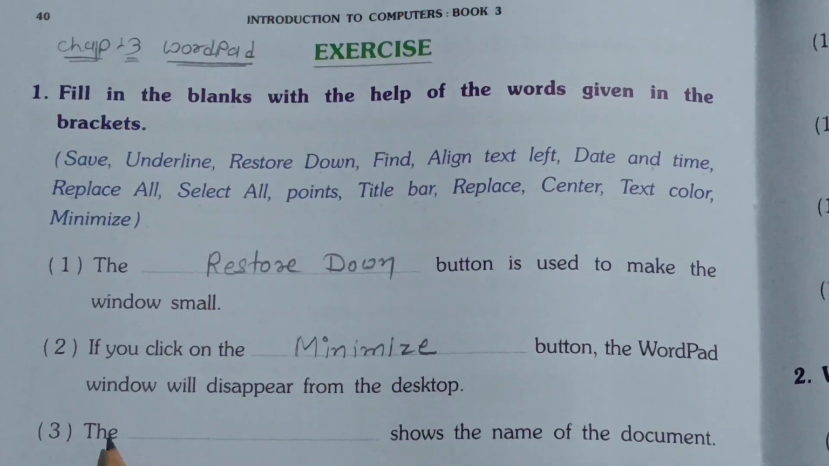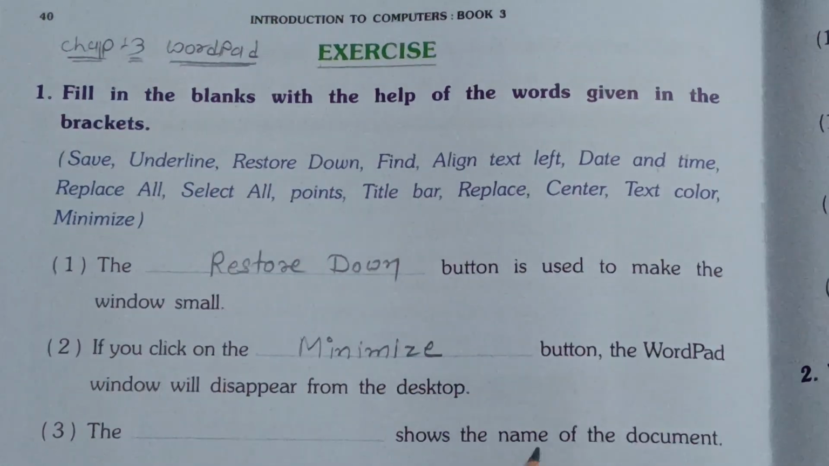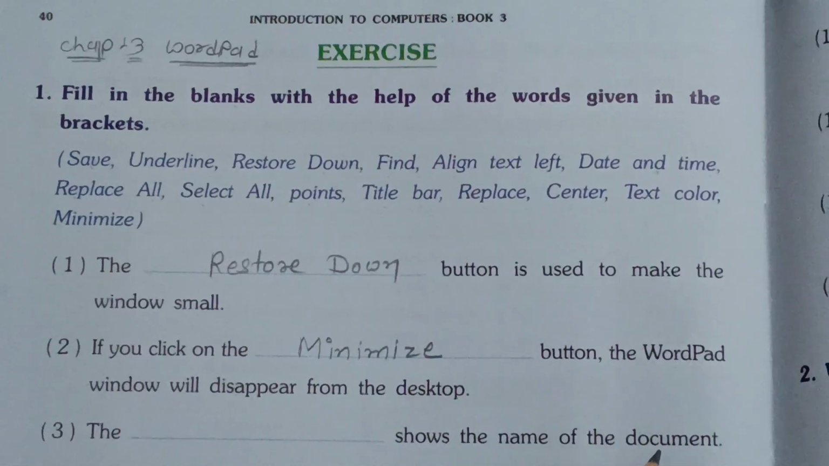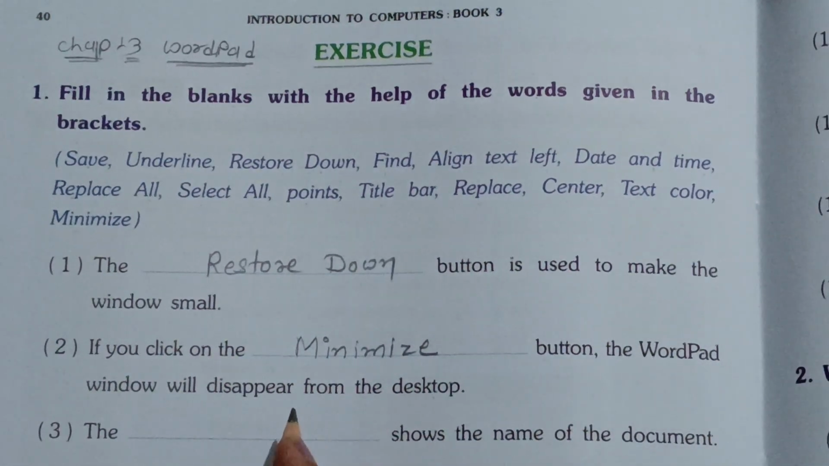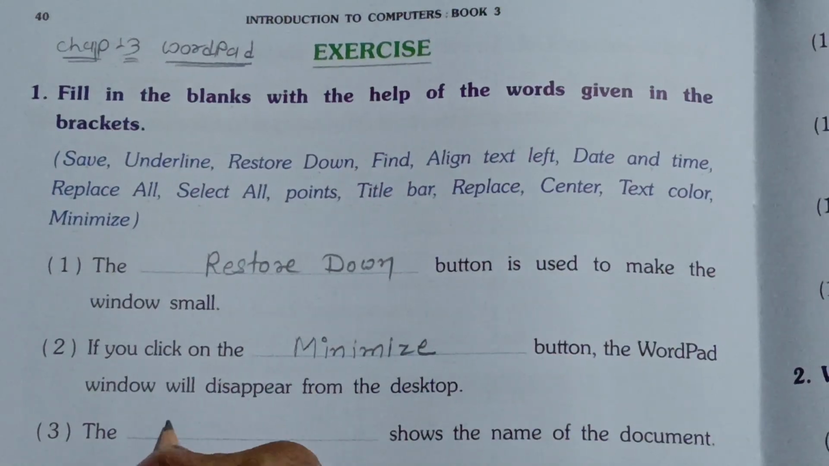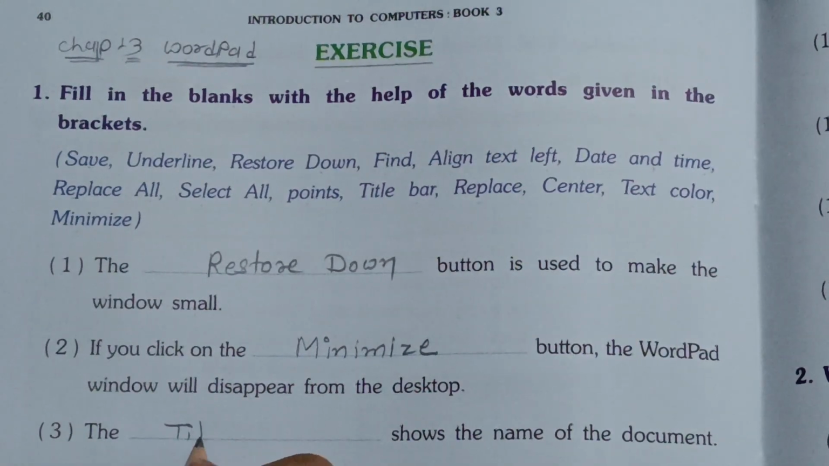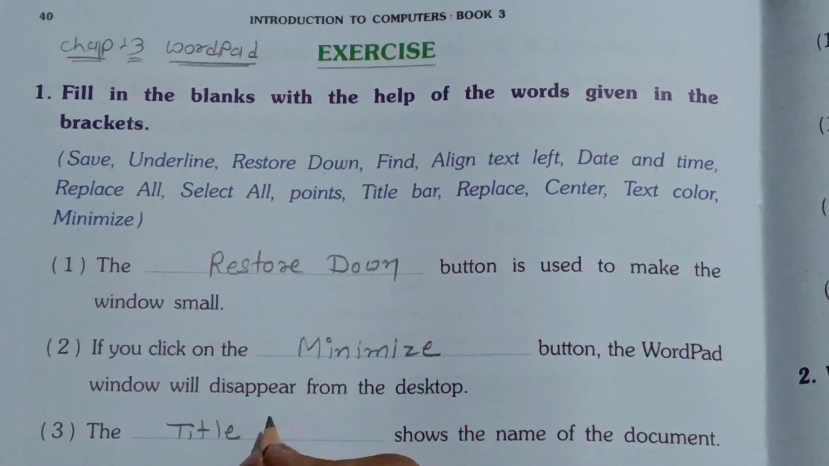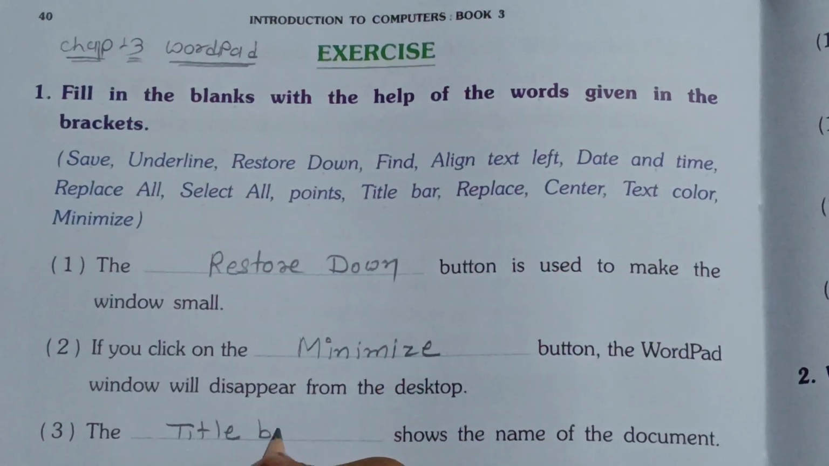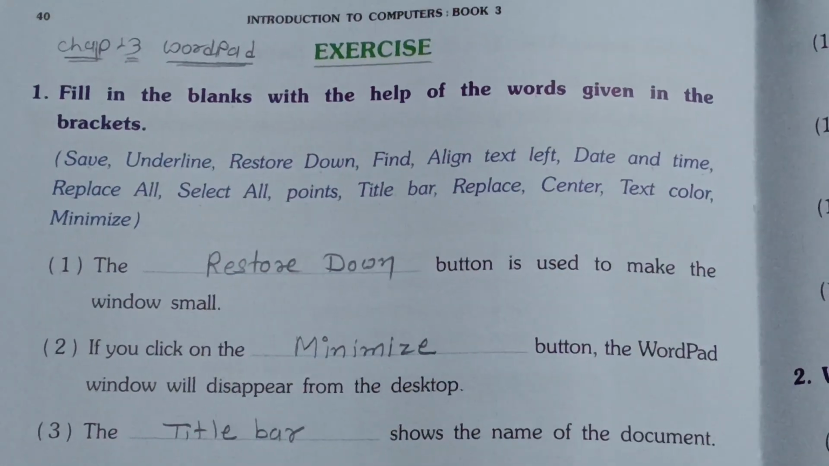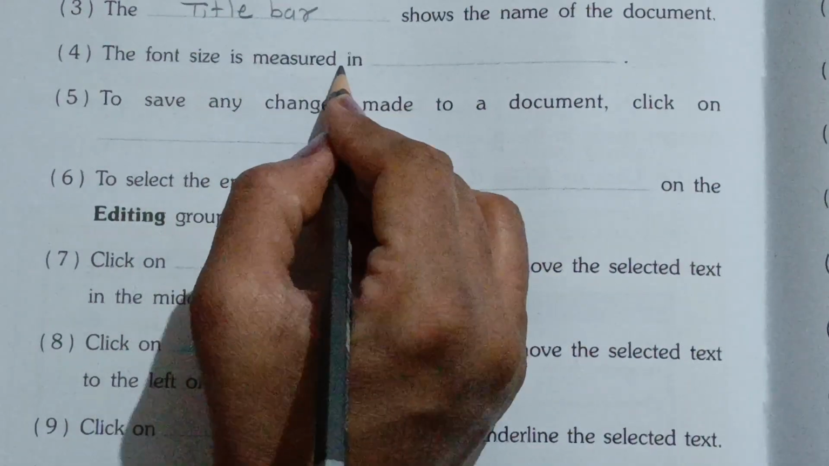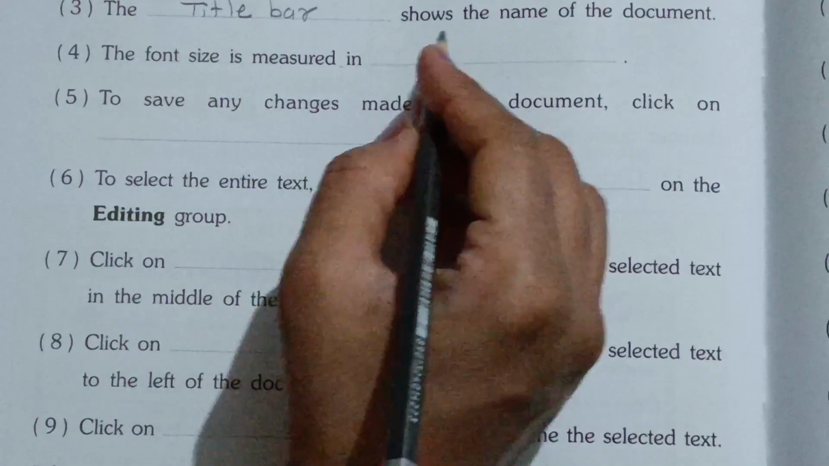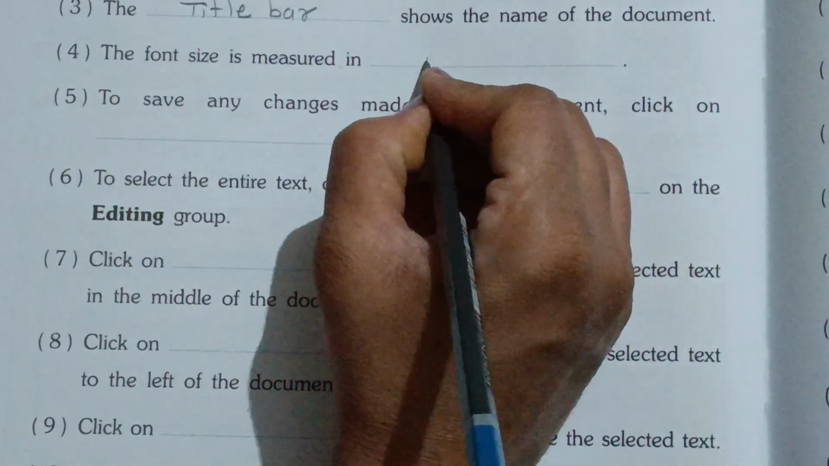Now third, the blank shows the name of the document. So answer aayega title bar. Now four, the font size is measured in, the answer aayega points.